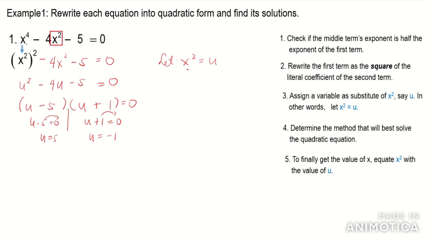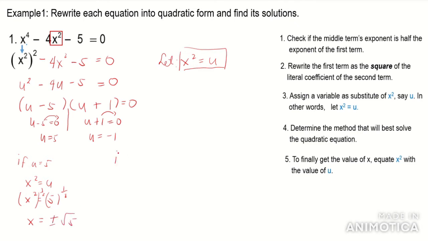So, we go back to this equation. Okay. So, we have if u is equal to 5, so we have x squared is equal to u. So we have x squared is equal to 5. Then we need x, so raise both sides to the reciprocal of 2, which is 1/2. So we have x na is equal to, dahil 1/2 ito, ibig sabihin, can be written into radical form. You have plus minus square root of 5.